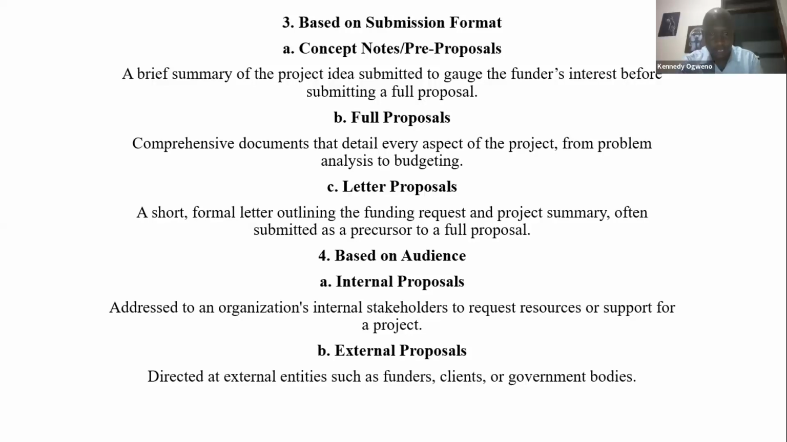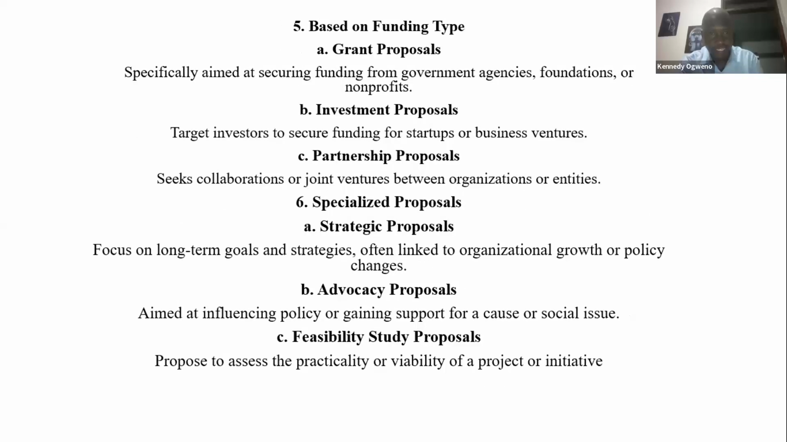So these are some of the categories that we can use to categorize the type of proposals. Then based on the funding type, we have grant proposals, investment proposals, and partnership proposals as well. So these 3, grant proposal, what we are talking about now is aimed at securing funding, probably for conducting your research projects, or for aiding some projects within the society or within the community.